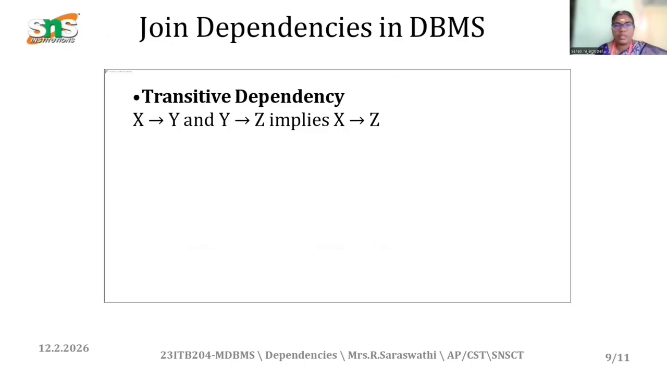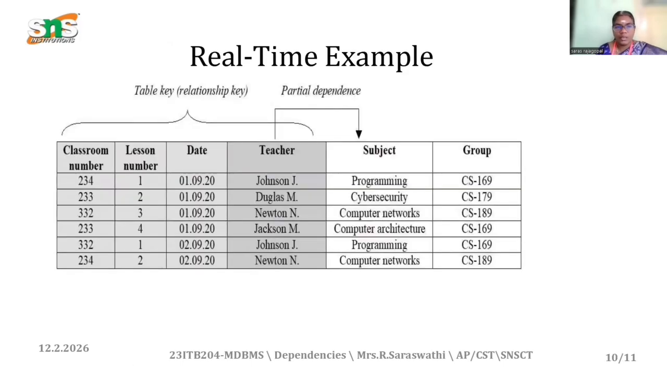Transitive dependency: if X goes to Y and Y goes to Z, it implies X goes to Z. That is, employee ID determines employee name, and employee name determines employee salary. Then we can write it as employee ID goes to salary. This is a real-time example of a dependency.